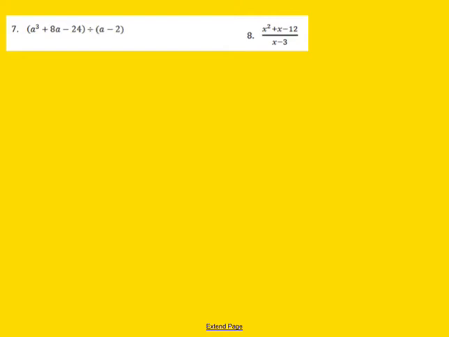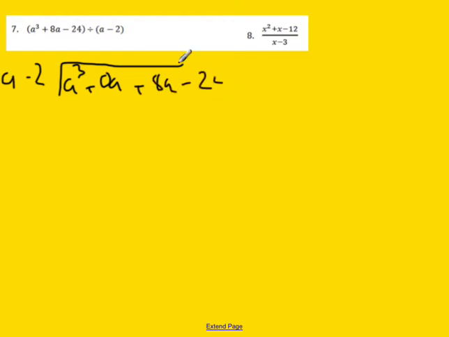All right, let's take a look at number 7. Same thing as that last one. I'm going to have the a minus 2 on the outside, and then I need to skip. I have a cubed, but I have no a squared, so I need to put in 0a squared plus 8a minus 24.